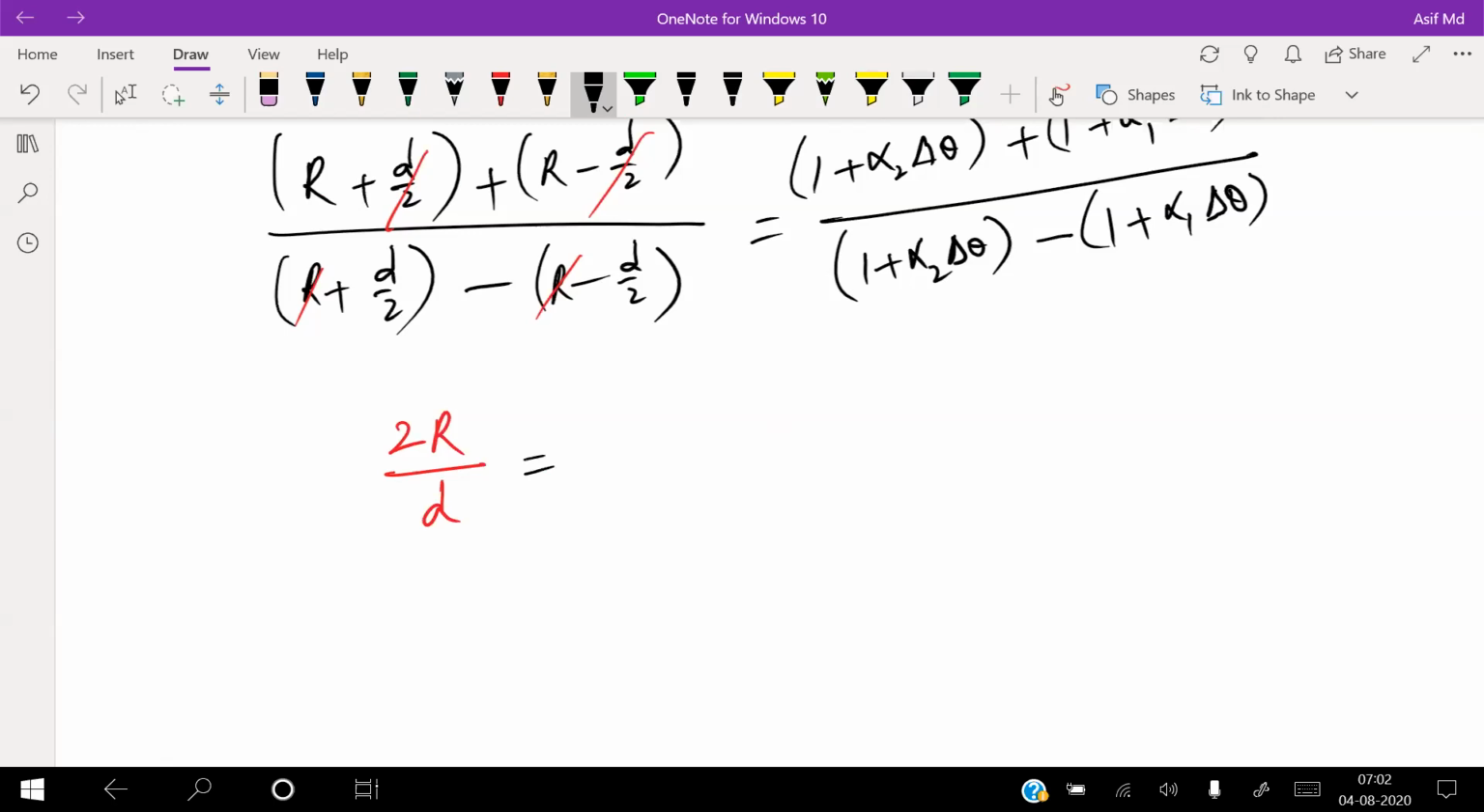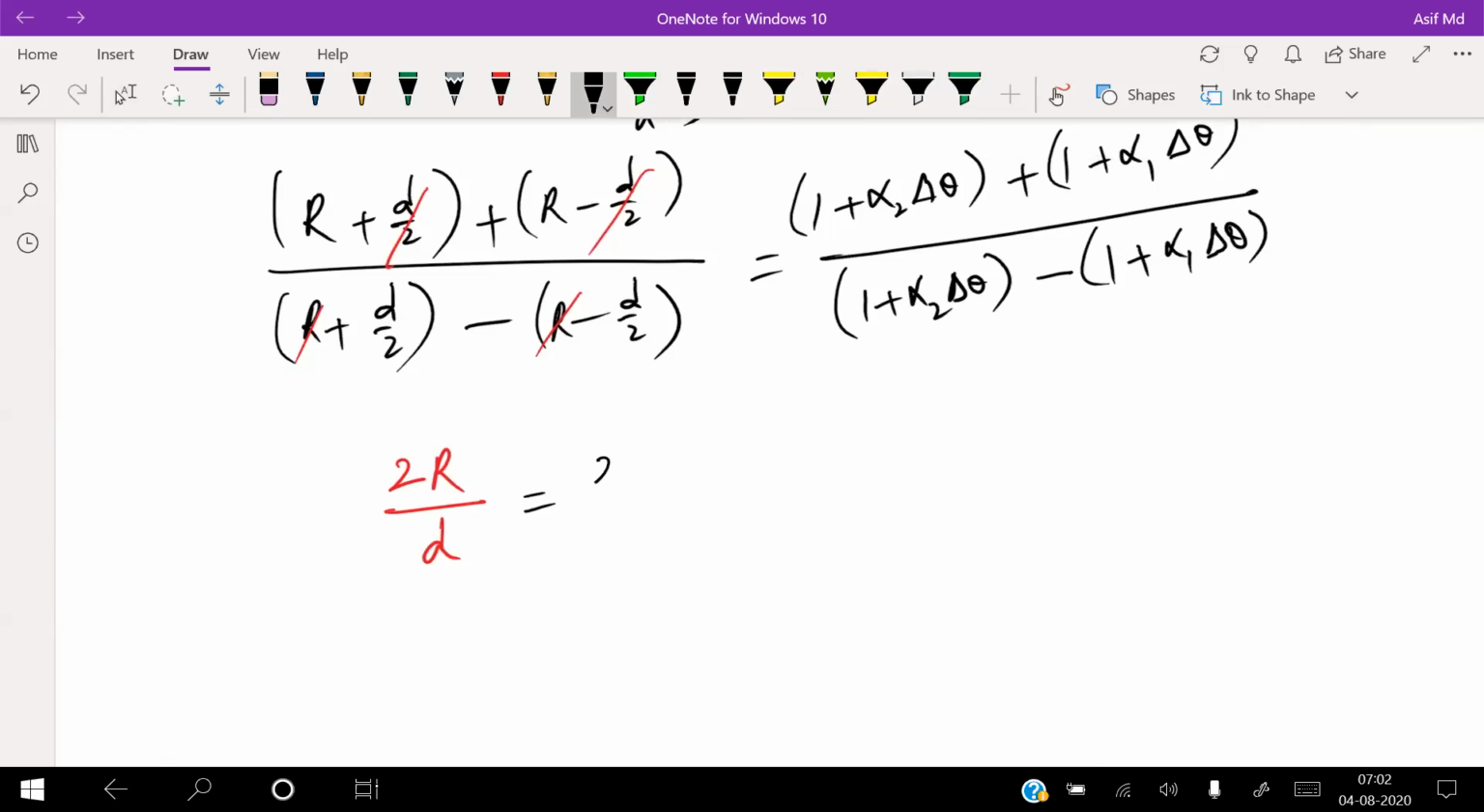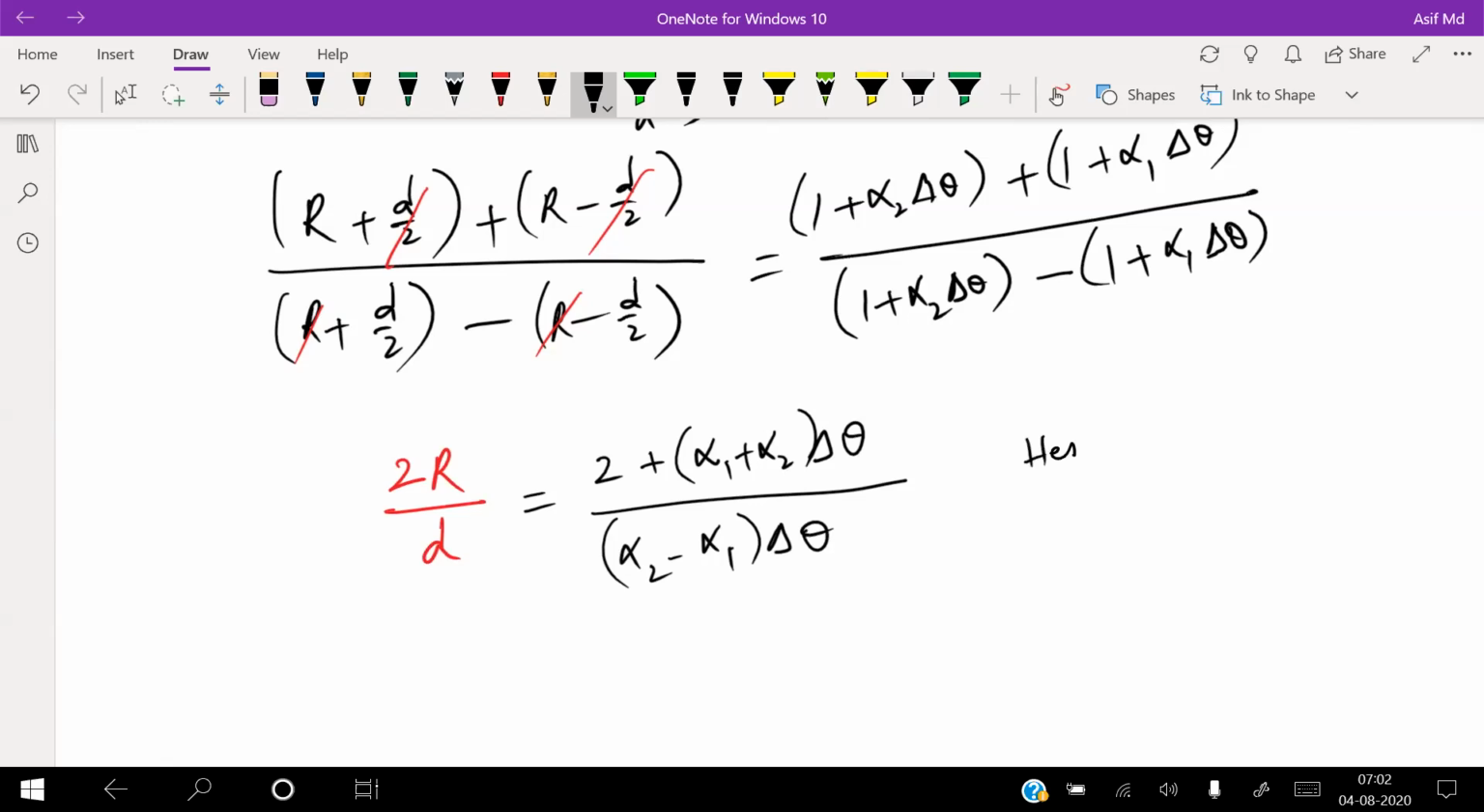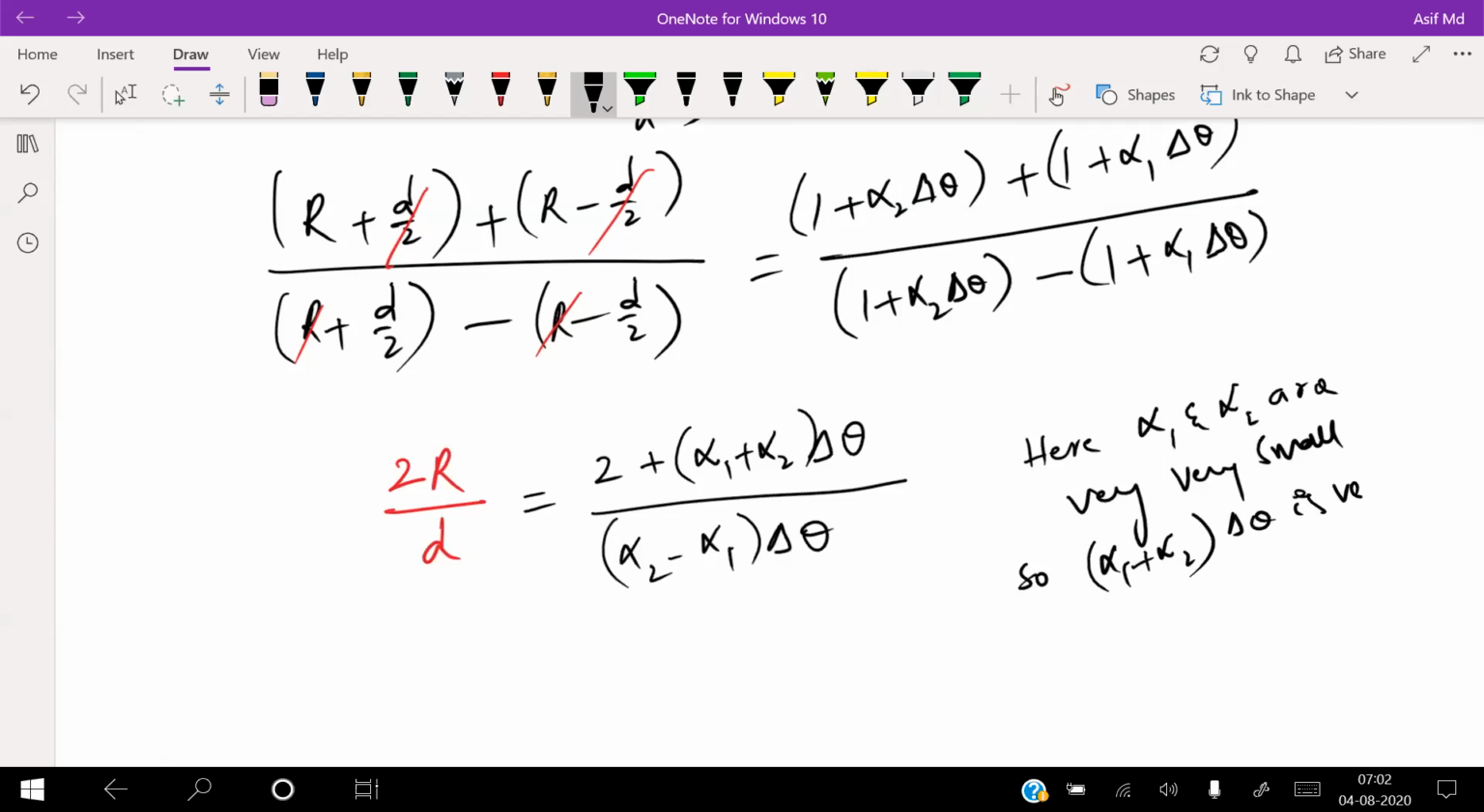So that is equal to, if I multiply this one, 1 plus 1 means I can write here 2 plus alpha 1 plus alpha 2 into your delta theta, divided by, in the denominator, alpha 2 minus alpha 1 into your delta theta. We are making an approximation here that alpha 1 and alpha 2 are very, very small. So alpha 1 plus alpha 2 into delta theta is again very small.